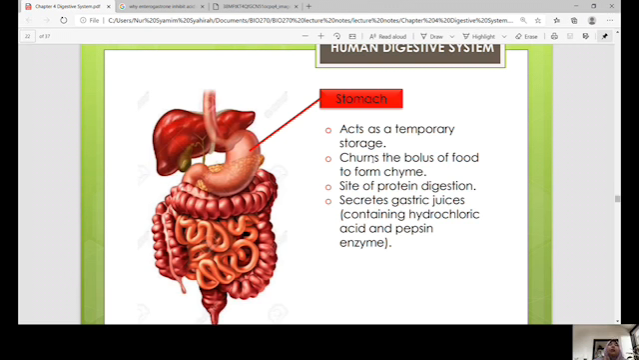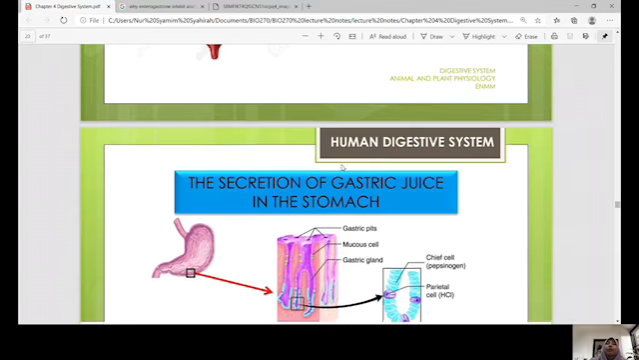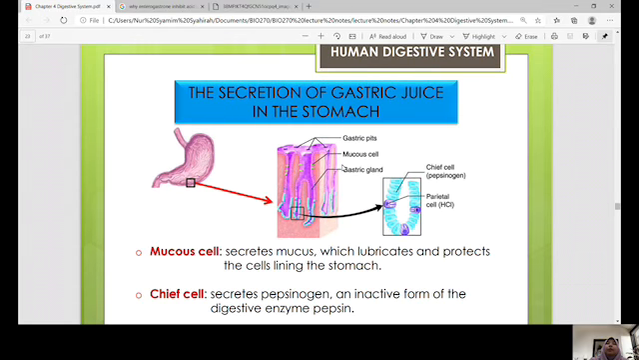The stomach is also a site for protein digestion. Protein starts to be digested in the stomach, and in our stomach there is gastric juice. This gastric juice contains hydrochloric acid and pepsin enzyme to help the digestion process. Okay, now we go into the secretion of gastric juice in the stomach.